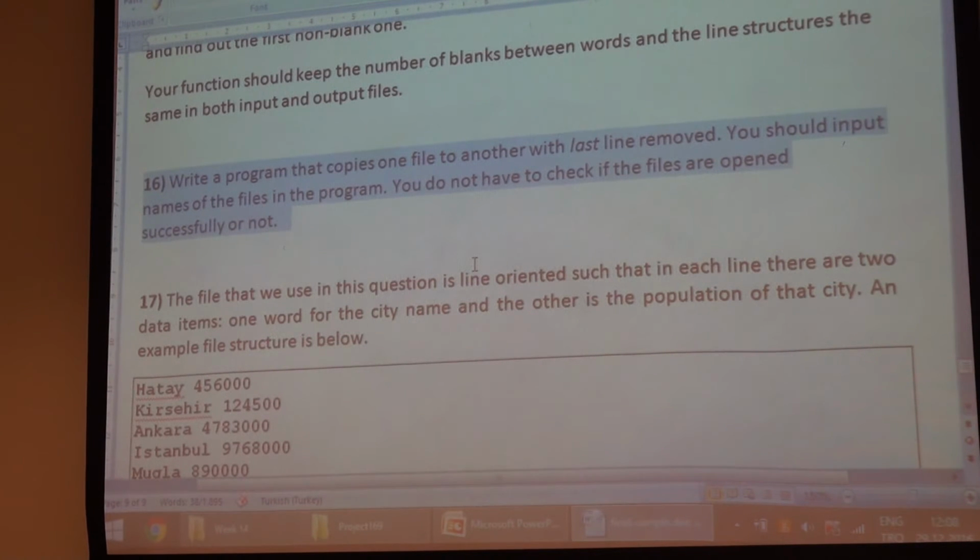Okay, so we should write a program. So you want to count the number? Okay, nice idea. Let me explain for those that couldn't understand what we are trying to do.